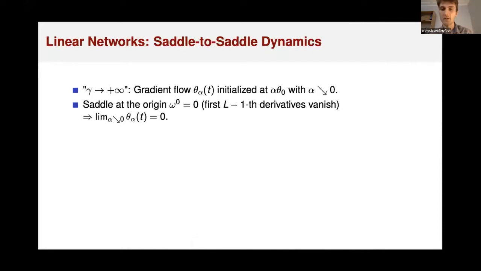So next question. Great talk, thank you. Since small initialization is slower, why in practice do we initialize with small weights? Is it for implicit regularization, similar to what we saw yesterday?